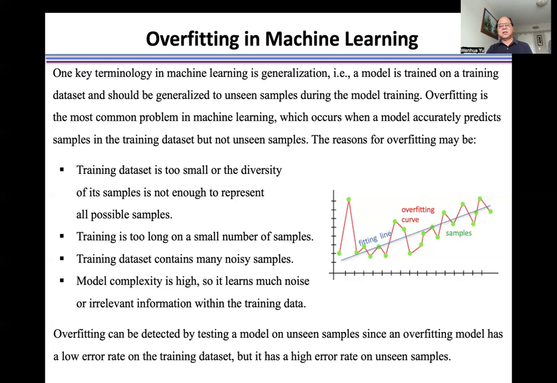Overfitting can be detected by testing a model on unseen samples, since an overfitting model has a low error rate on the training dataset, but it has a high error rate on unseen samples.